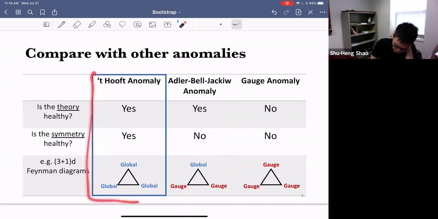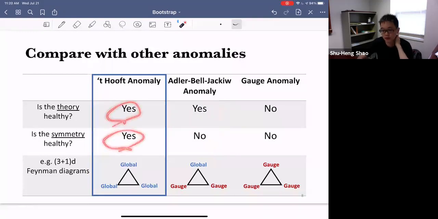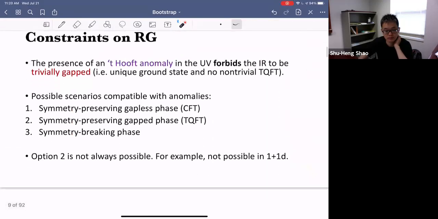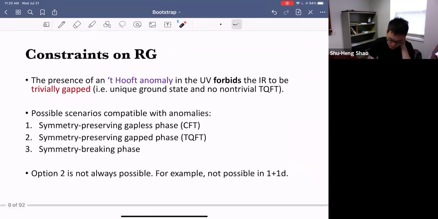Finally, the main focus of the talk today is the 't Hooft anomaly, where all three legs are global symmetries. And in that case, there's nothing wrong with the symmetry, and there's nothing wrong with the quantum system. The presence of a 't Hooft anomaly in the UV forbids the IR to be trivially gapped. This is because there has to be something non-trivial in the low energy to match that non-trivial 't Hooft anomaly in the UV. By trivially gapped, I mean a low energy phase where we have a unique ground state and there's no long range entanglement, meaning that there's no non-trivial TQFT in the low energy.